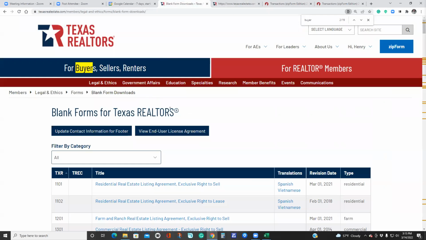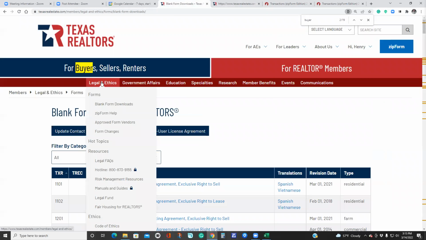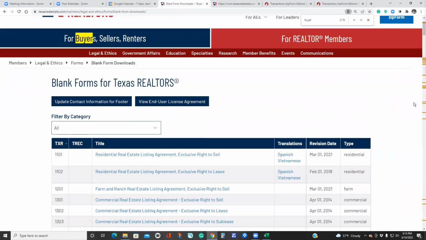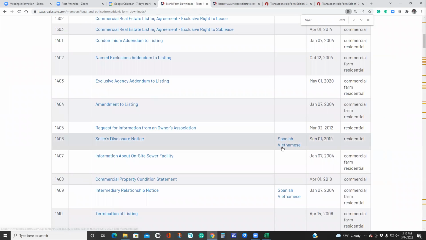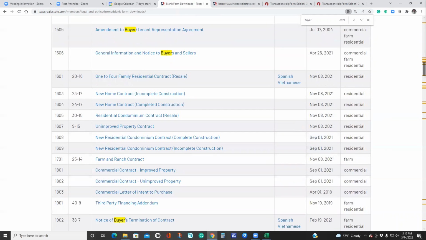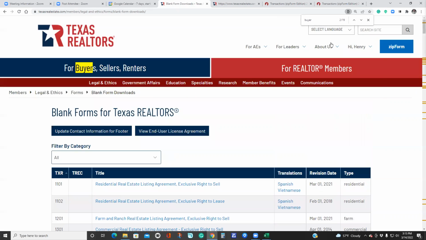All right. Once again, we got those contracts that we went from TexasRealEstate.com, legal and ethics, blank form downloads, and then we have all these forms here. Again, you have them in Spanish and Vietnamese as well. We can't use them as a contract, but we can lay them out side by side so they can see what they say, and we have that to work from. In case they have questions about the contract and they read Spanish or Vietnamese better, then we can use that as a source, right? And not all forms are translated, but there are some in there that are.